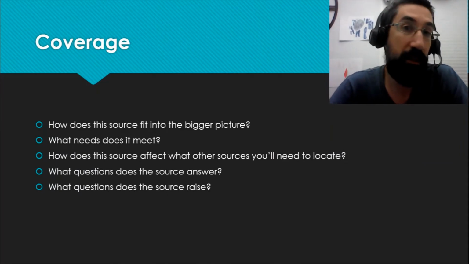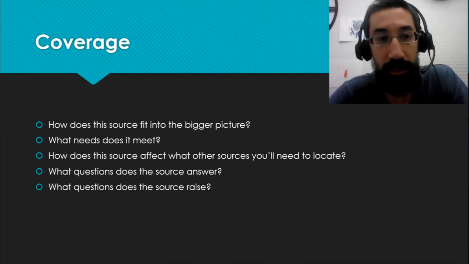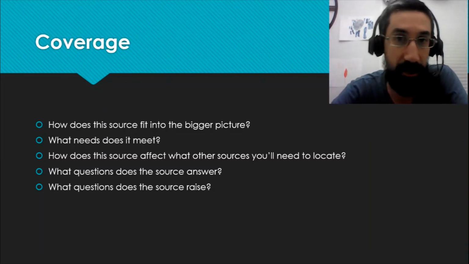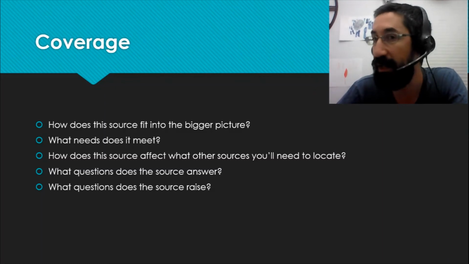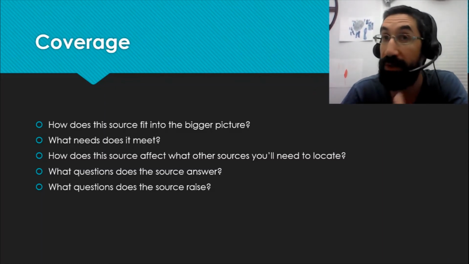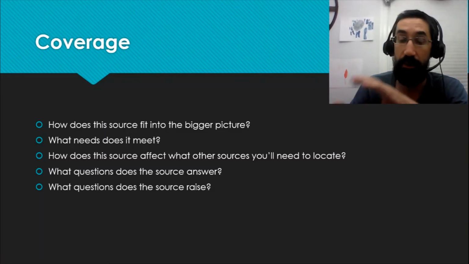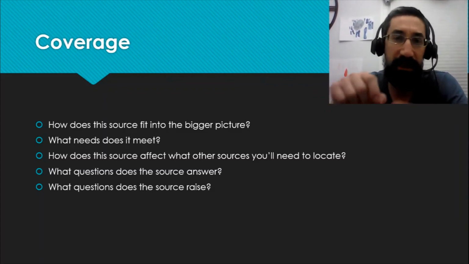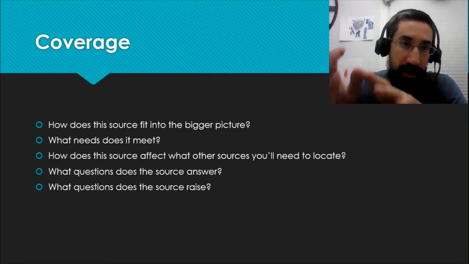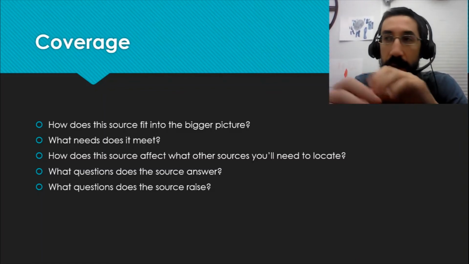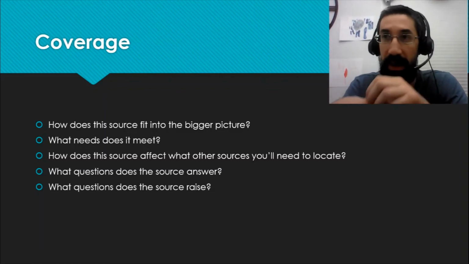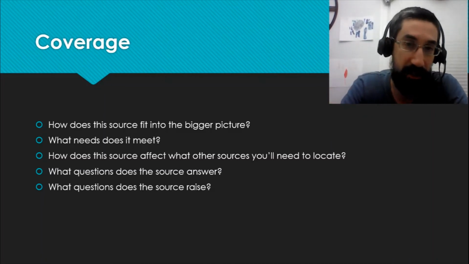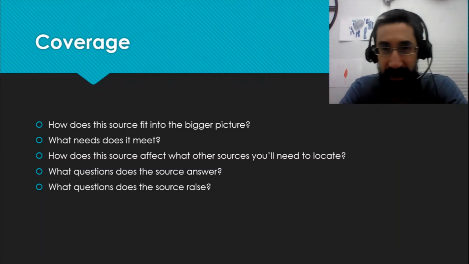Finally, you're going to think about coverage, particularly because you're working as a group. How does this source fit into the bigger picture of all the other kinds of sources that you're looking at? That can be tricky to answer at the beginning of the process because you may not know what the other things you're going to be looking at are going to cover. But in theory, by thinking about the needs that these institutional sources are meeting, you can start thinking, okay, then I'm going to need to follow up on this with some scholarly work, or ask some interview questions to build off of what I'm seeing in this archival piece.